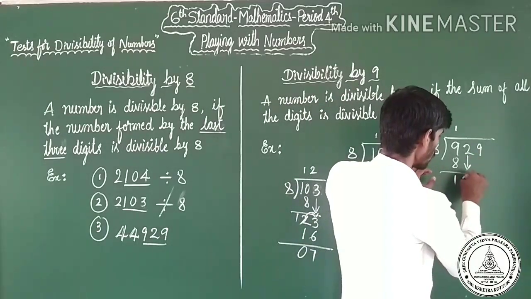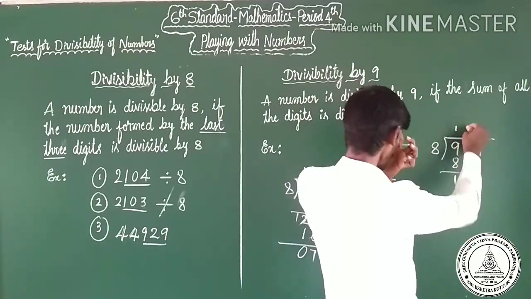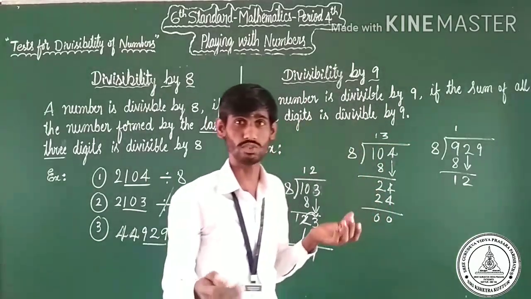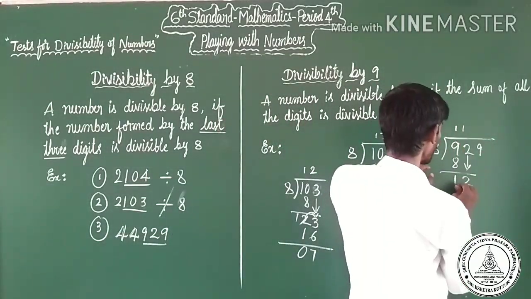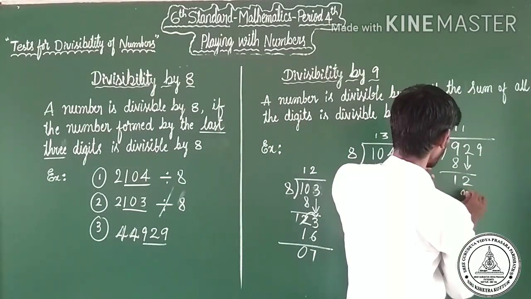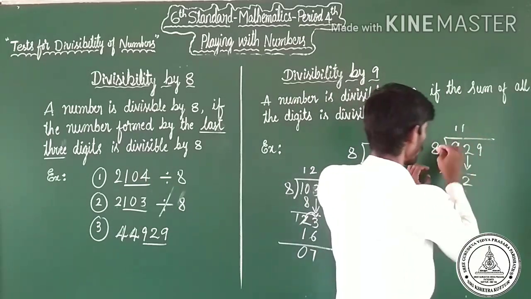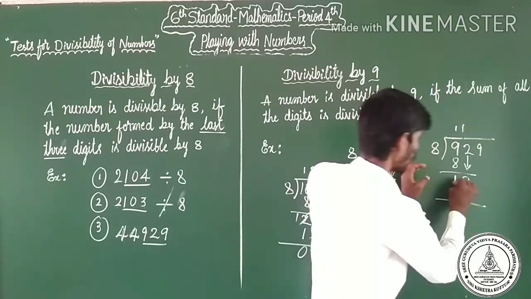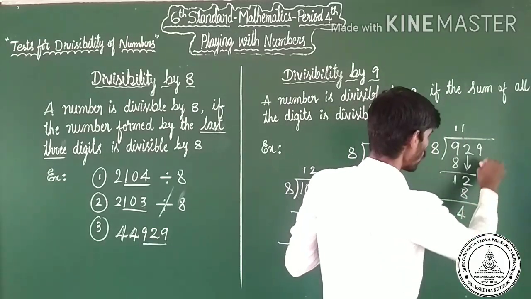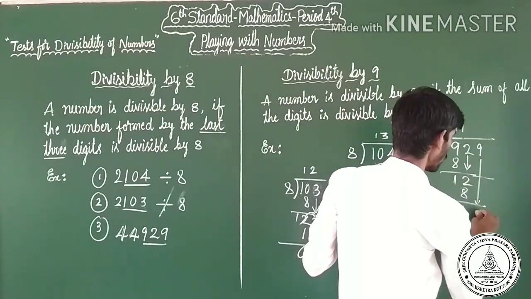Bring down another digit, 2, making 12. So 8, how many times in 12? 8 2 ja 16, it's too big. That's why we take 8 1 ja 8. 12 minus 8 is equal to 4. Bring down another digit, that is 9.